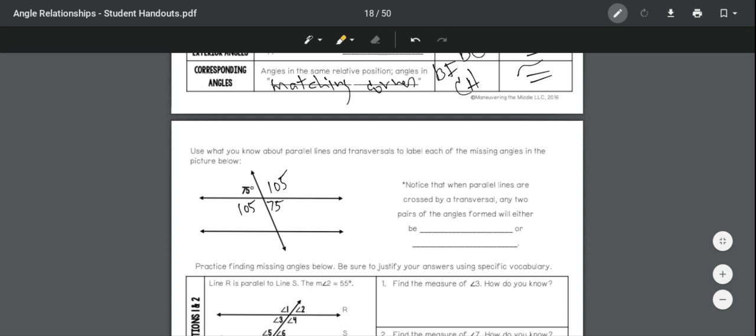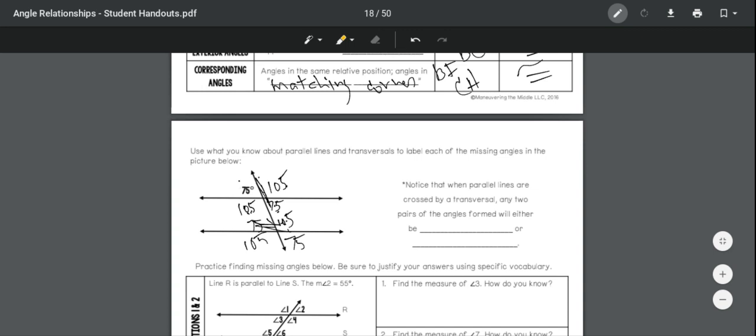So 75 was here, so we know the vertical angle was 75. Then I subtracted from 180 to get 105 since that's on a straight line. And then we know that's 105. And alternate interior, that's 75, so you know that's 75. And then this is 105 because alternate interior or because of a straight line. And then 105 vertical, 75 vertical. So there's lots of ways you can find them once you just have one of them.